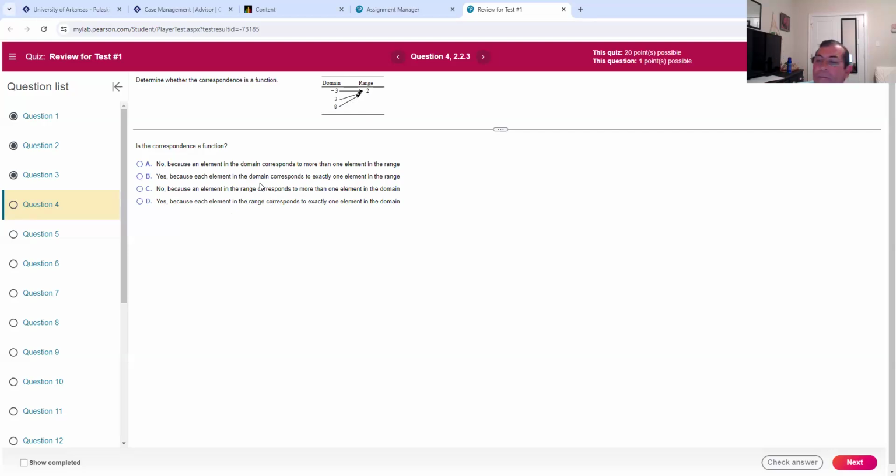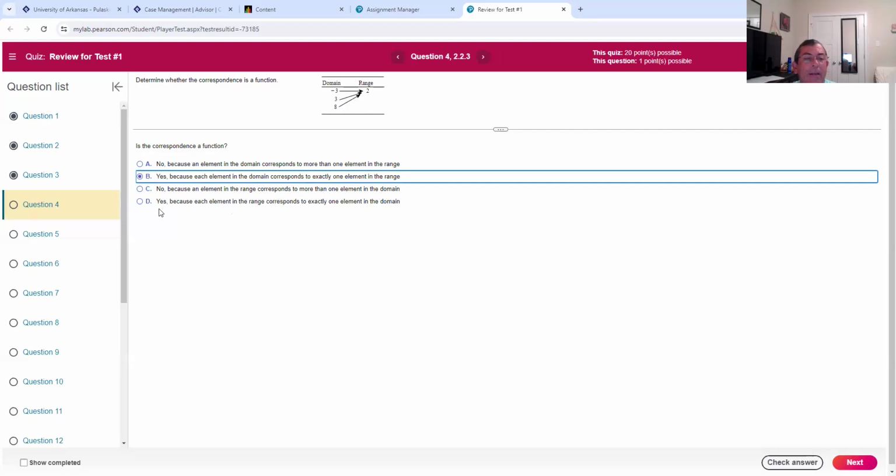And you got to watch out because we're focusing on the domain. You won't pick B, but look at D. It says because each element of the range has one element in the domain. Well, that's wrong. If you start with the range here, that range of 2 has 3 different domain values. So it has to be B on that one because of the domain having only one element in the range. And that just goes back to what we said, that the domain, or the x's, can't have a choice.